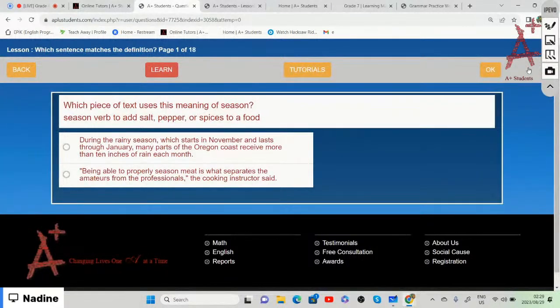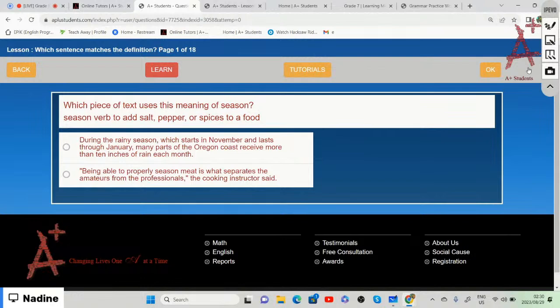Which piece of text uses the meaning of season? Season is a verb, and it means to add salt, pepper, or spices to a food. So now we need to choose the meaning or the definition of the word, and two options are given to us. The first one says, during the rainy season, which starts in November and lasts through January, many parts of the Oregon coast receive more than 10 inches of rain each month. And the second one is, being able to properly season meat is what separates the amateurs from the professionals, the cooking instructor said.